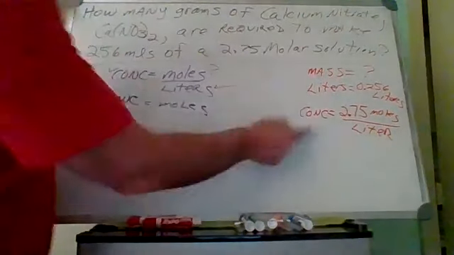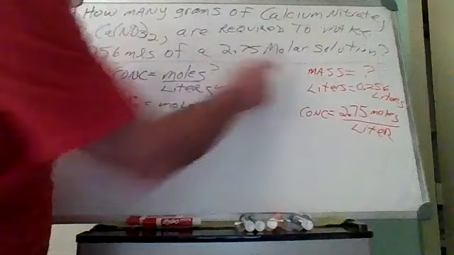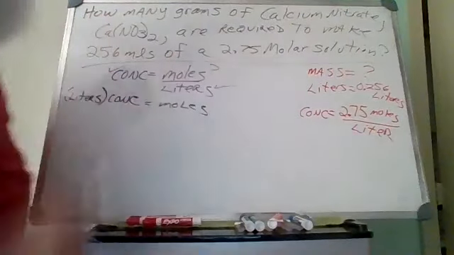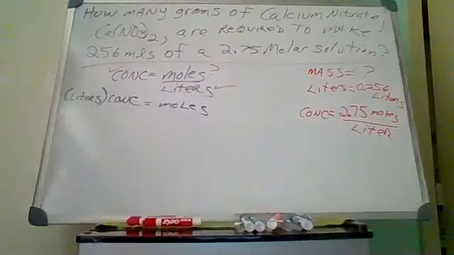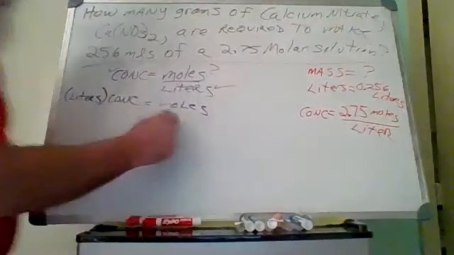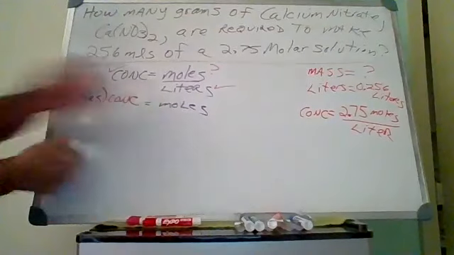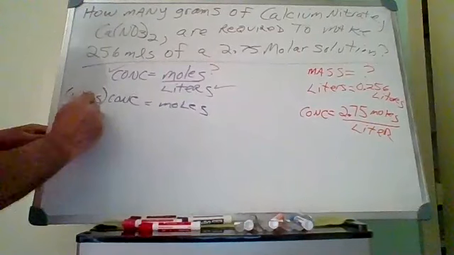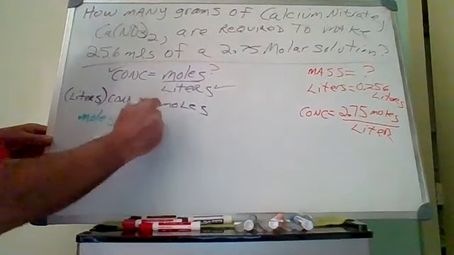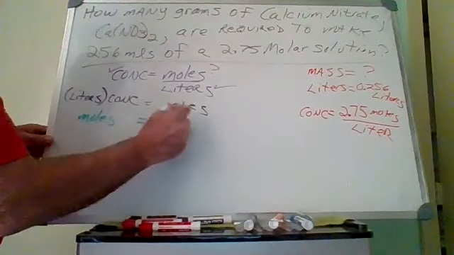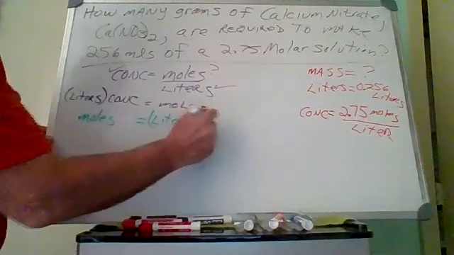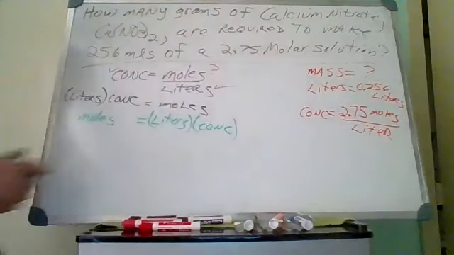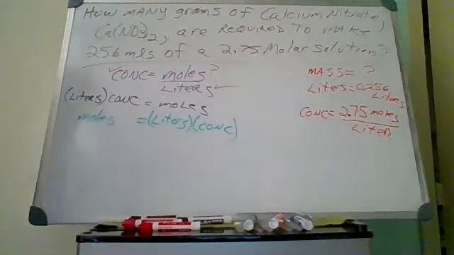But remember, we don't want moles. We're actually looking for mass. But if we find the moles, then we can convert the moles into mass using a mole concept problem, like we learned last week. Now I'm going to flip this. I always like to have my unknown on the left-hand side. Moles equals liters times concentration. Now you shouldn't crowd everything together. I don't have any choice because I just have this small board to work with here.